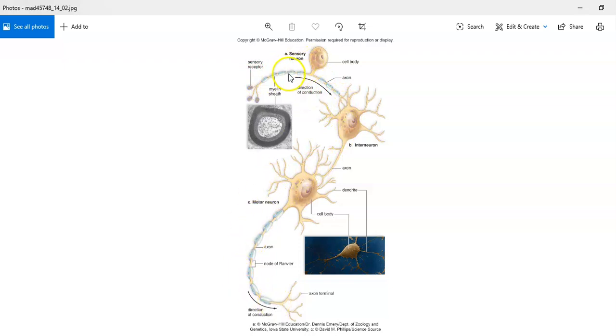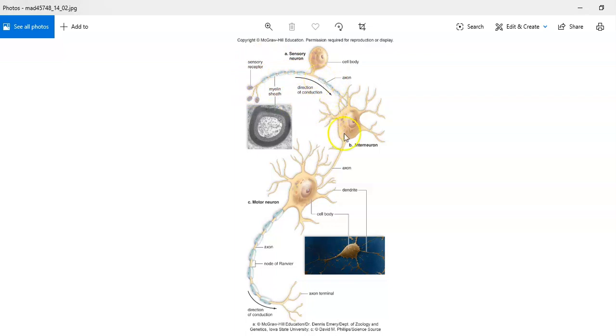Sensory neurons carry a message from a sensory receptor, basically your skin, your eyes, your nose, your ears, your internal system, to the central nervous system. CNS refers to the central nervous system, and when you see that, you should think brain and spinal cord. There are approximately 10 million sensory neurons in your body, and they are typified by a short axon and a long dendrite. That's very typical of sensory neurons.